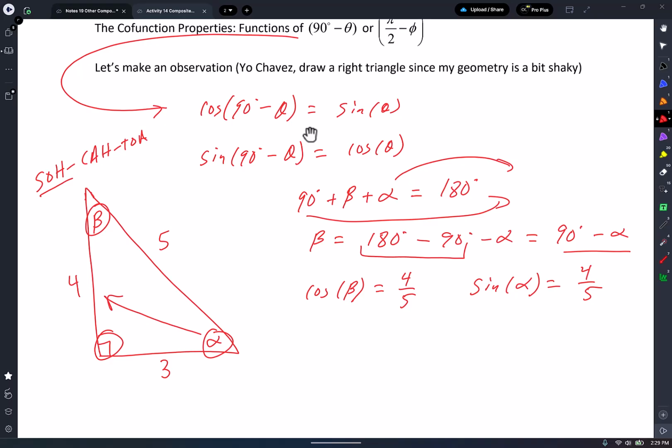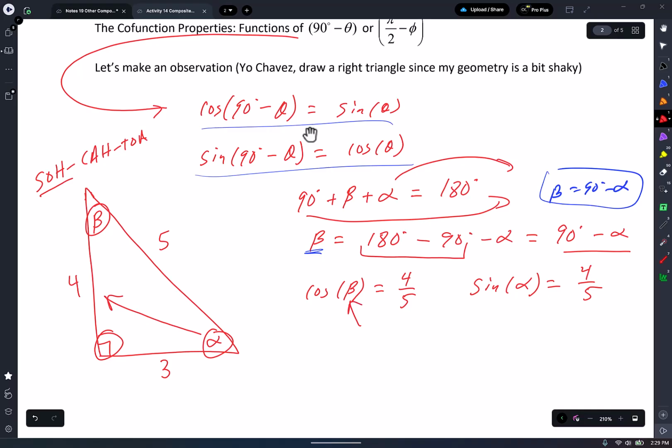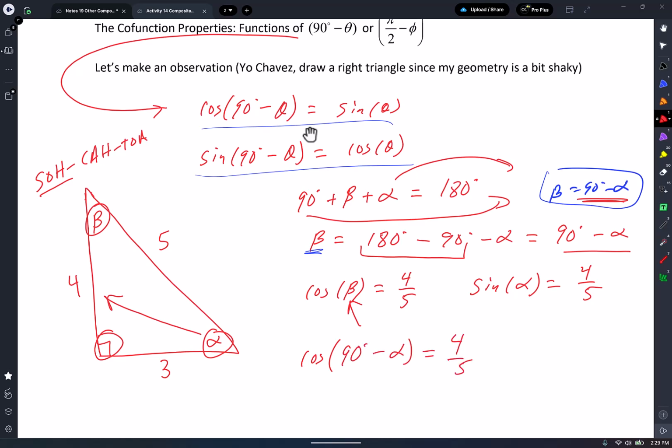Yay or nay? Yeah, and I know you guys are saying, like, Chav, how is that going to prove what you just said? Well, if I go, oh, look, this is beta, and I say beta equals 90 minus alpha, which is, look, that's what we're trying to show here. So look at this. You see how that says beta on it? I'm going to sub, and look at this. Cosine of 90 degrees minus alpha equals 4/5. Oh, look at that.